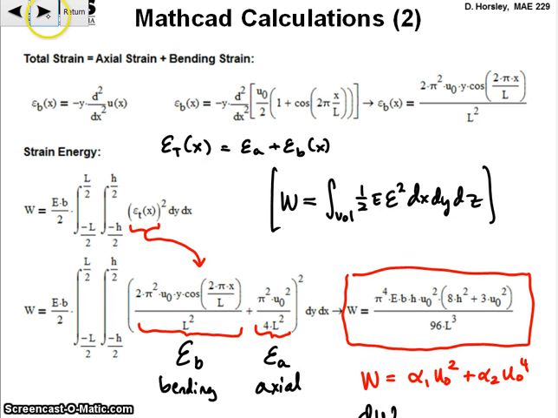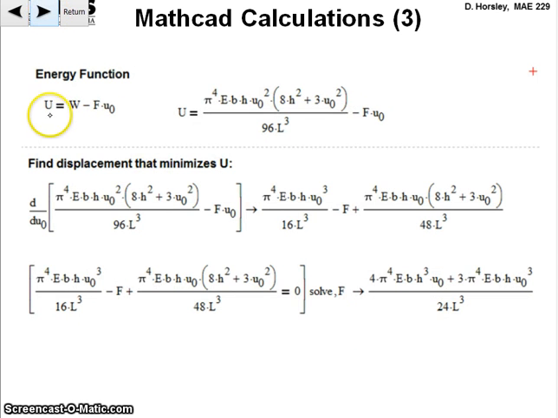Okay, so let's continue. Here I define the energy function U, which is equal to the strain energy minus the virtual work done by the force. Then I substituted in my integral here, and this is F times u naught, so that's easy. Now I'm going to find the displacement that minimizes this energy function.